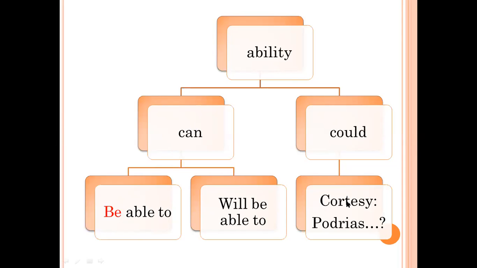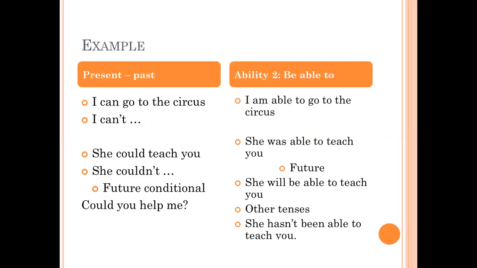Could has another use, which is for being a little bit more polite. Polite means amable, cortés. And all the time in a question, when you want to make a question or a request, you use could, podrías. Could you help me? ¿Podrías ayudarme? Right? So that's how we learn. So let's see the examples.